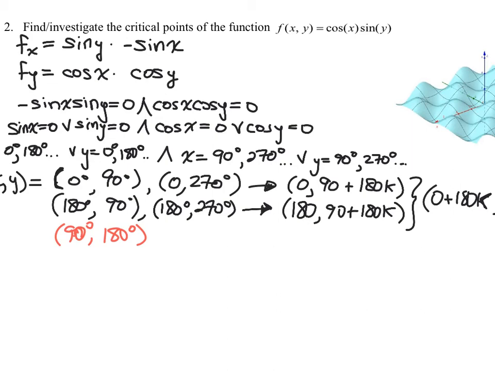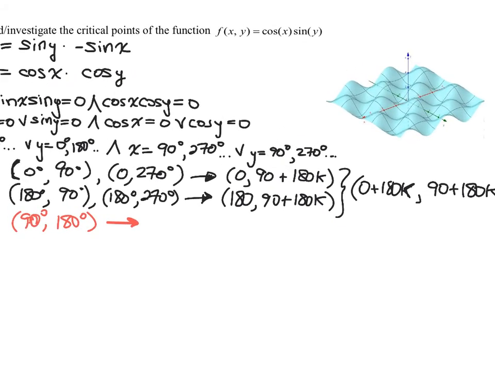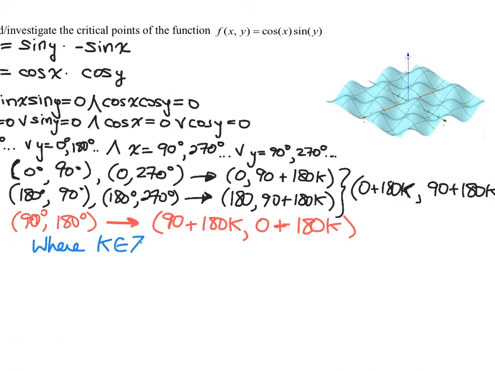But basically what we're gonna get at is the reverse, so the roles will be swapped. So another possibility would be, instead of saying 0 plus 180k, we could say 90 plus 180k, and then 0 plus 180k. All right, so now I'll define what k is, where k belongs to the set of integers.